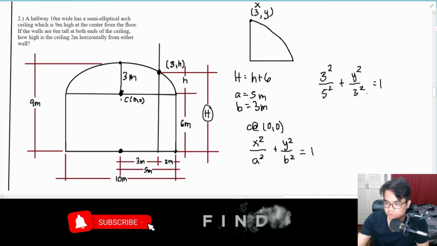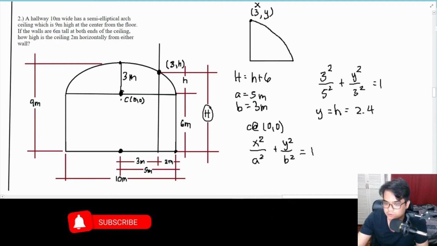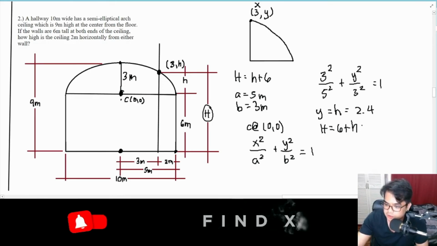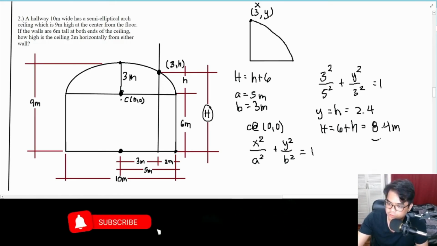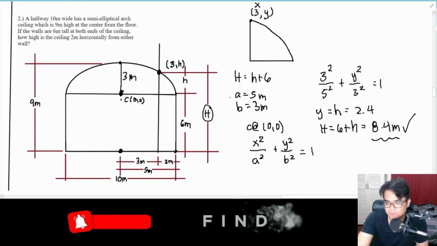Okay, and then you will be able to find the value of y, which is also the h, equal to 2.4. We are looking for h, right? Therefore, we can say that h is equal to 6 plus 2.4, or equal to 8.4 meters. That's it. Okay, so let's move on to the next topic.